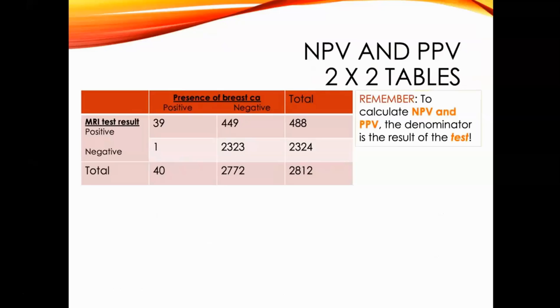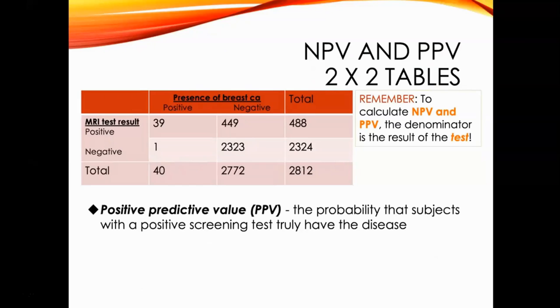Okay, so now let's calculate negative predictive value and positive predictive value. We'll start with the positive predictive value. This is the probability that subjects with a positive screening test truly have the disease. So what's the probability that someone in this study with a positive MRI truly has breast cancer? We're going to start by writing down on your worksheet the formula for positive predictive value, and I'll give you a second to do that. And remember that for positive predictive value, the denominator is going to be the result of the test. And then you can do the calculation for MRI on your worksheet.